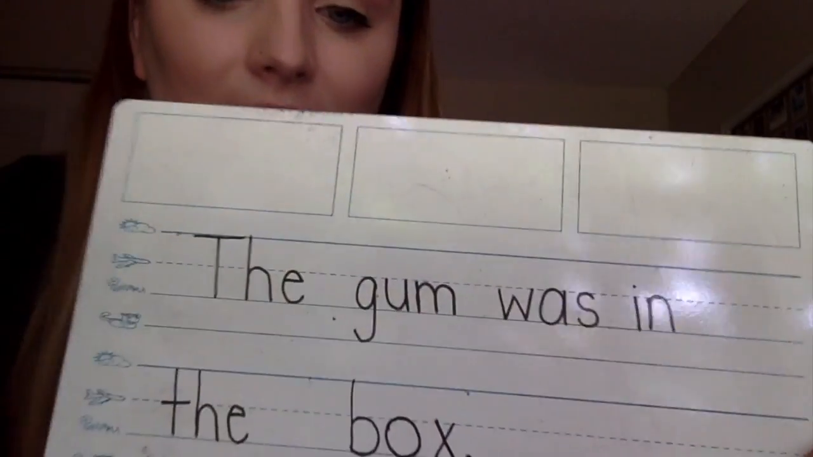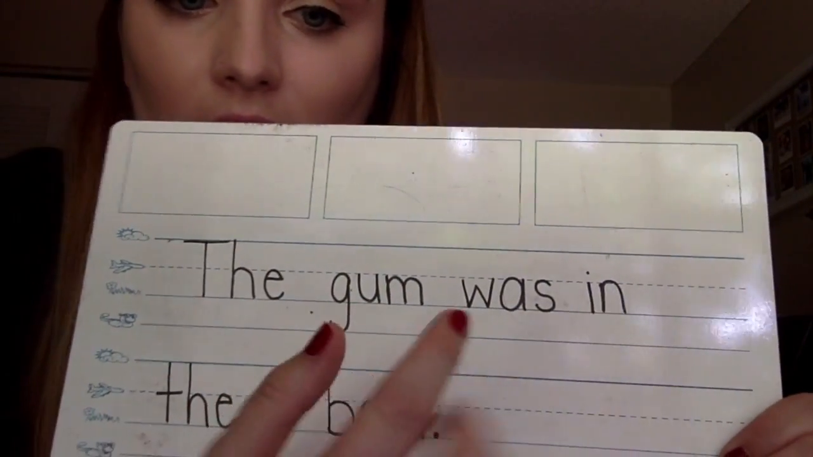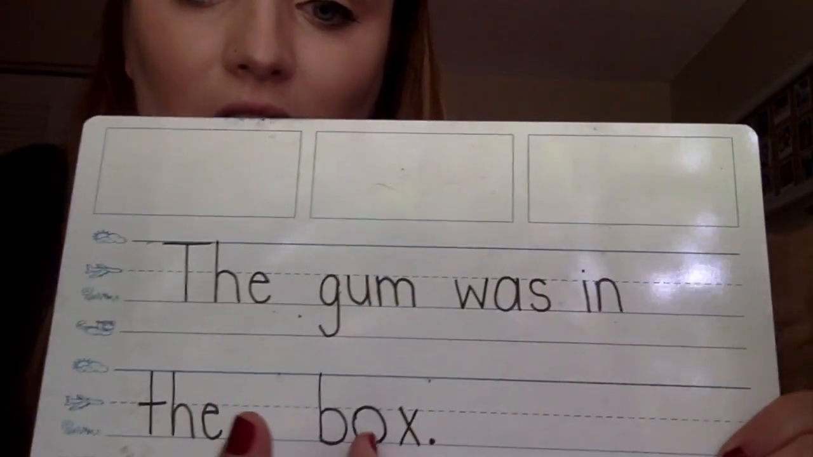Aw. What letter says aw? Oh, good job. O. And what's the last sound that we hear in box? Good. The letter X. So I write the letter X and I'm going to put my period. Good job. So let's read this sentence together. The gum was in the box.